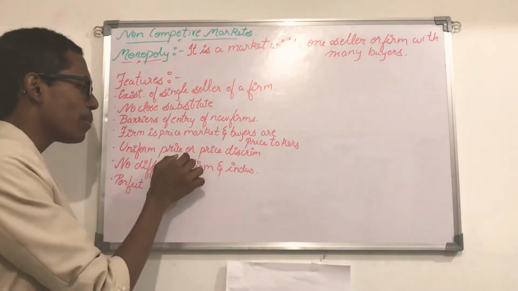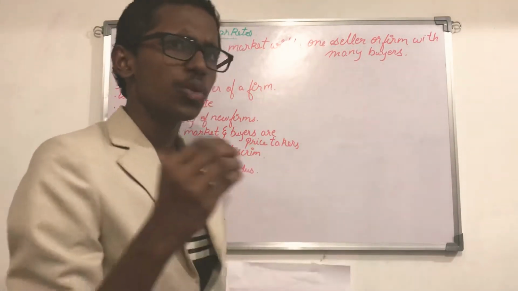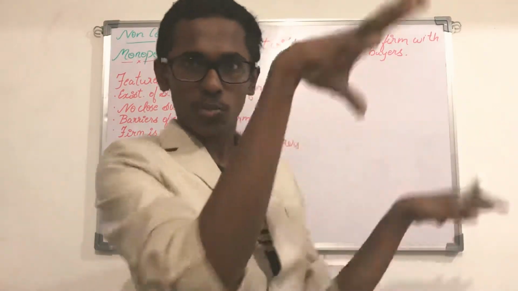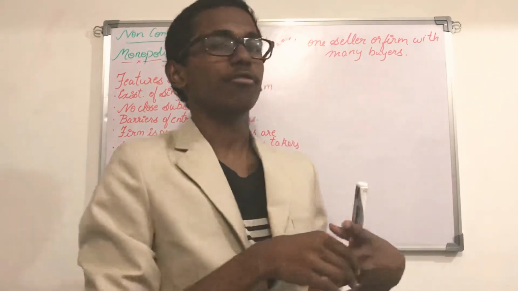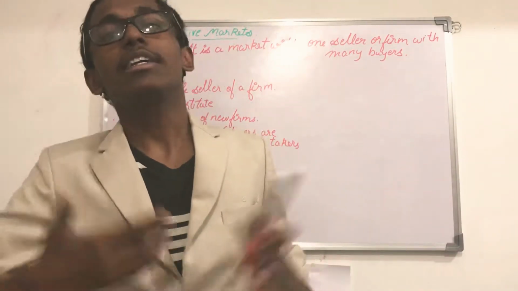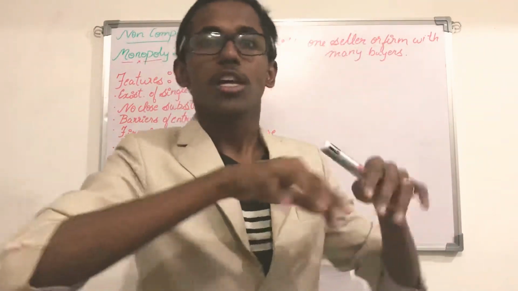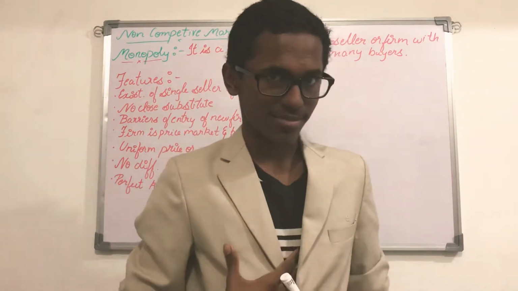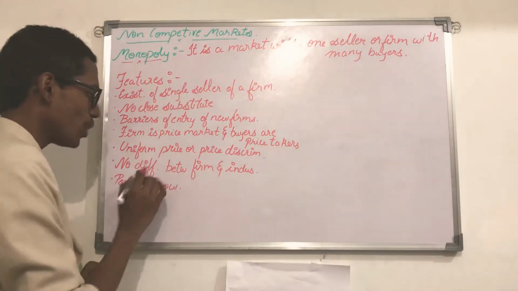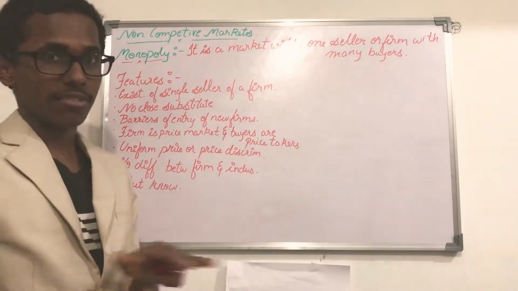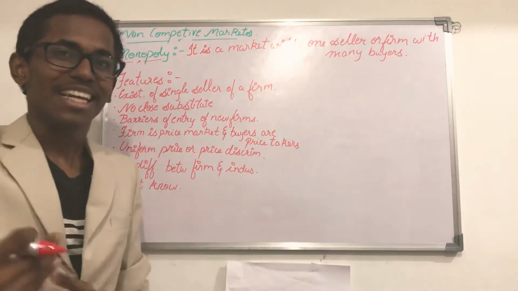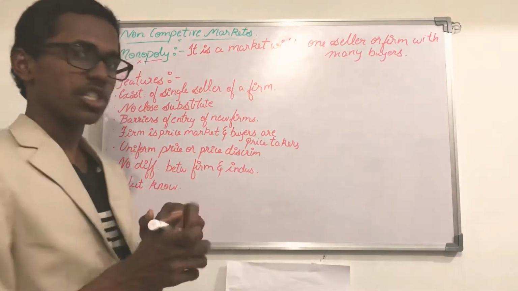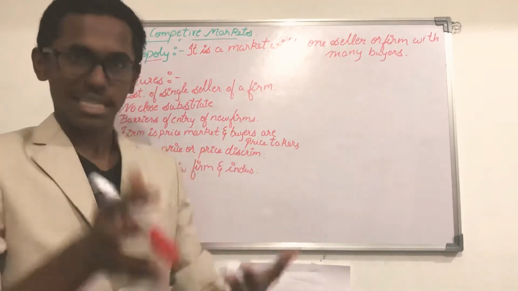Next one is uniform price or price discrimination. What is this? It's basically that I'm selling a product and there are multiple consumers. For one consumer, I'm selling a particular product for 5 rupees. To the second consumer, I'm selling it for 10 rupees. To the third consumer, I'm selling it for 15 rupees. So there is price discrimination. There is no fixed price. I'm selling it according to my own need. Then, there is no difference between the firm and industry, because it is regulated by the same function. And the last point is perfect knowledge, perfect knowledge given to the consumers with the help of the seller.